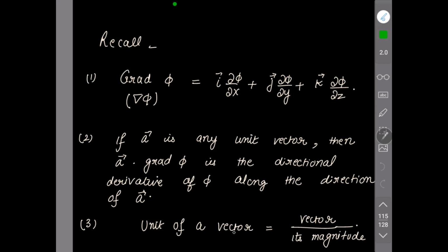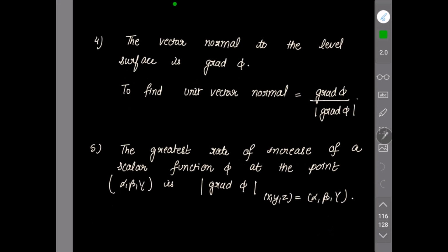To find the unit vector of a vector, it is equal to the vector over its magnitude. The vector normal to the level surface is grad phi. Now grad phi is the vector normal to the level surface. This I have discussed with you in my previous video, the geometrical interpretation of grad phi. Now to find the unit vector normal, because the normal vector is grad phi, its unit vector normal is equal to grad phi over its magnitude.